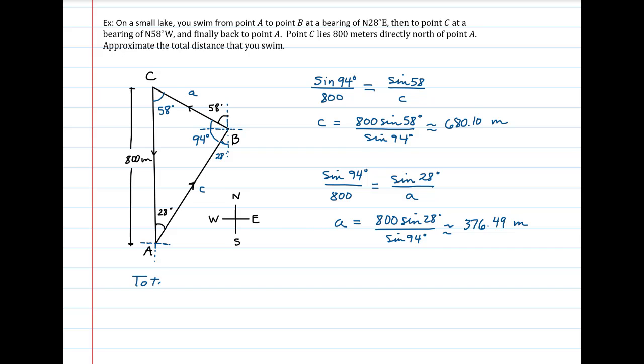376.49 meters. Once we have all three sides, just make sure you understand what the question is asking. We want the total distance that you swim, and for that we just need to add all three sides. Right? We're going to add the 800 meters plus 680.10 meters plus 376.49 meters. Adding all those three quantities, we get a total distance of 1,856.59 meters. And there we have it.